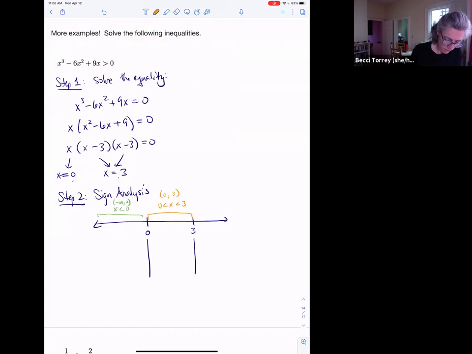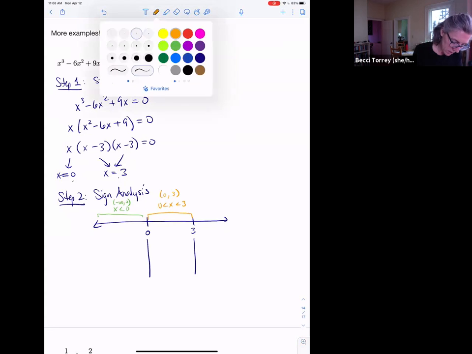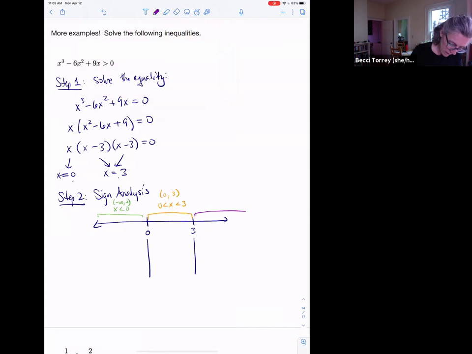In interval notation it's parentheses 0, 3 parentheses. And then we have a third region out here, which goes forever. So this is x is bigger than 3, all the x values that are larger than 3, or in interval notation 3 to infinity.